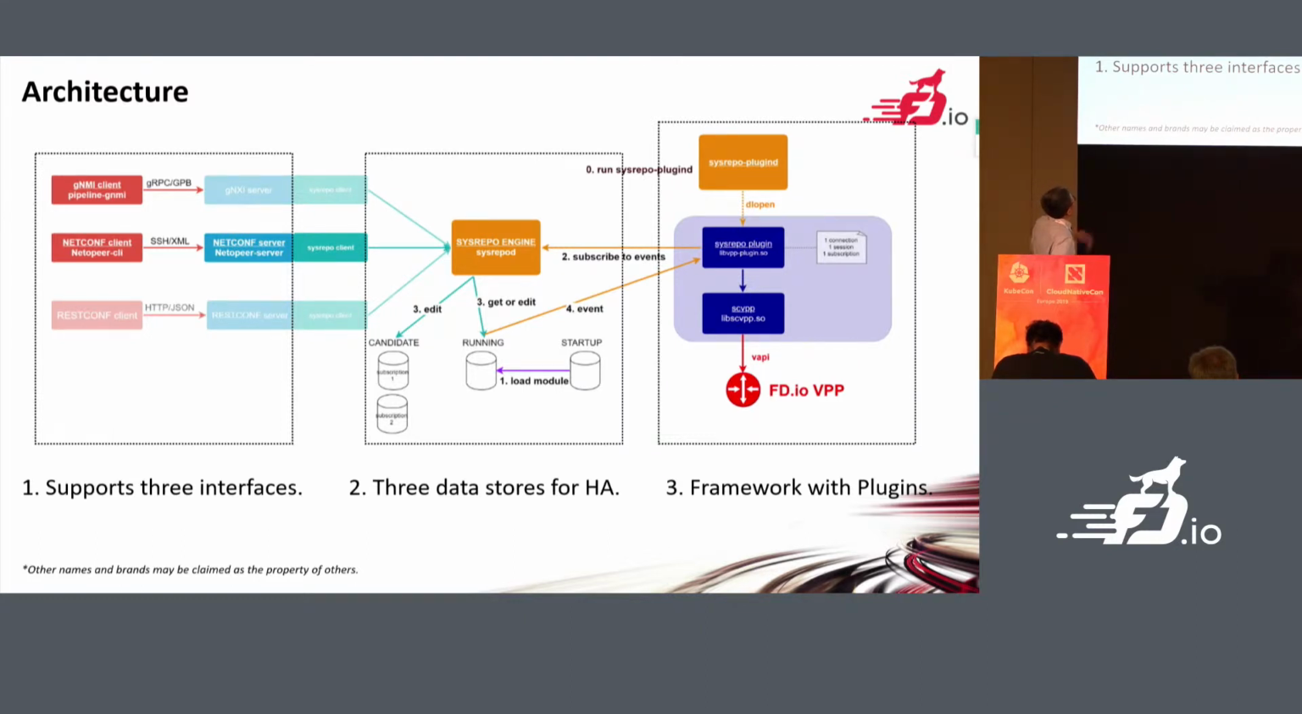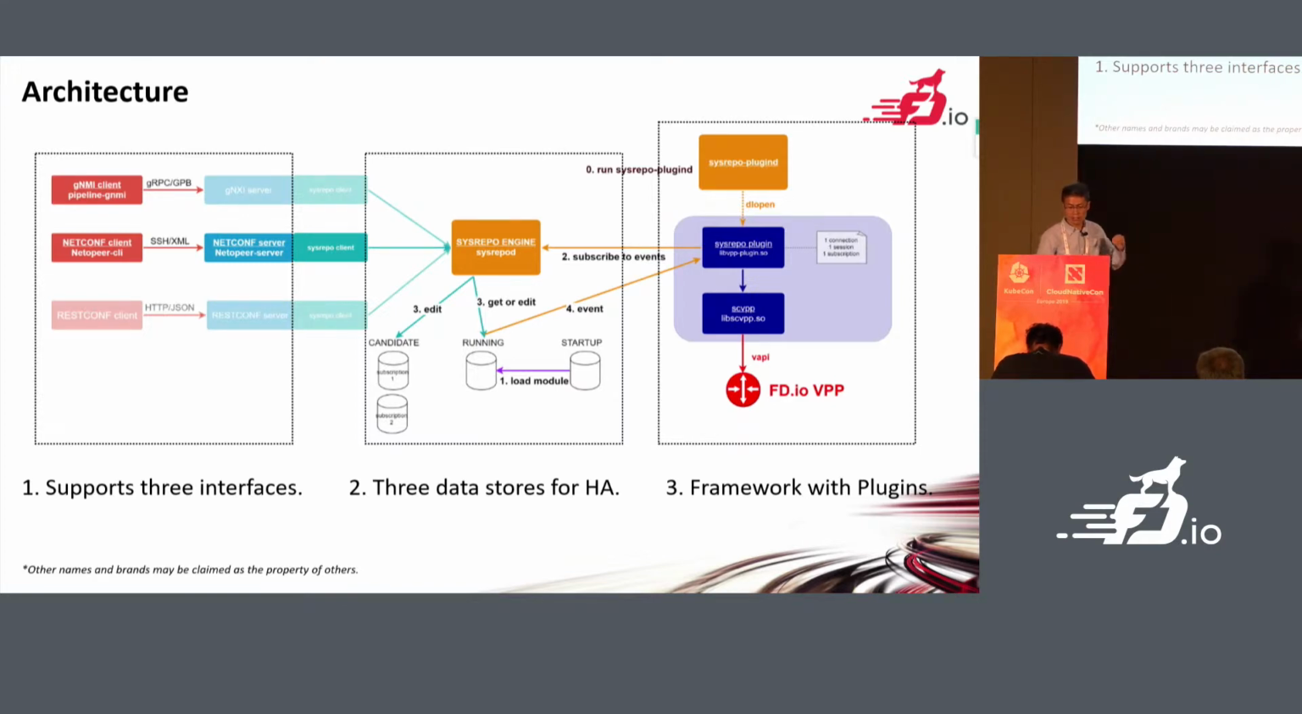One is the gNMI. There are two parts for gNMI: the client and the server. They communicate with each other through the gRPC protocol and also the Google protocol buffer protocol. For Netconf, we also have the client and the server. They communicate with each other through SSH and the XML or JSON format. Currently, we support the gNMI and the Netconf protocol in our release.